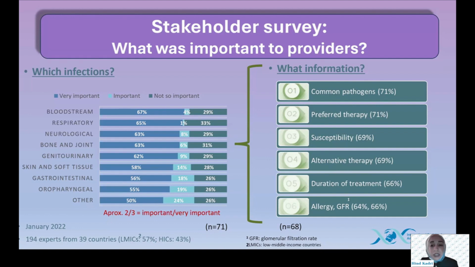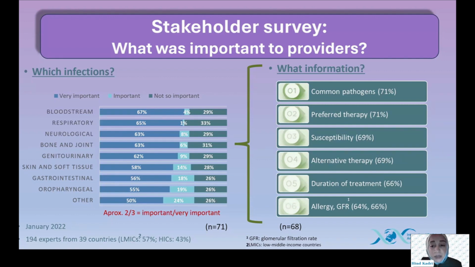It's worth mentioning that more than half of the clinicians here were from low to middle income countries. And this is important because we were concentrating our work on the resource constraint settings. So this is why we were stressing whether they are from low to middle income countries or high income countries.